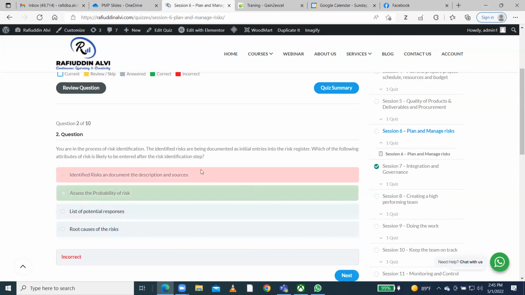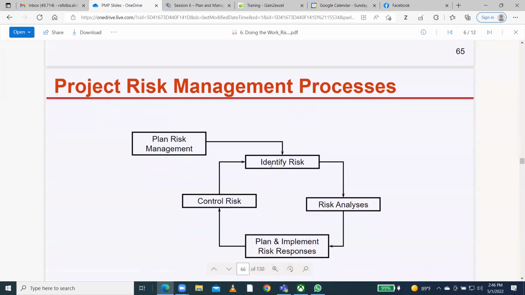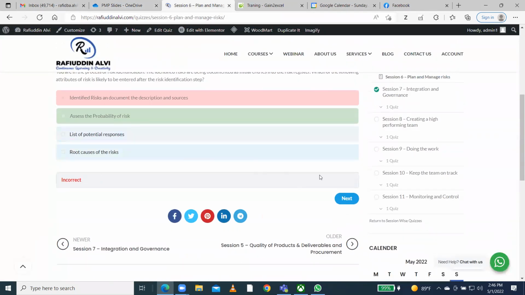See, you have seen that cycle. First, you have identified the risk. Once you identify the risk, you need to accept the risk. Then you need to have some kind of plan for the risk. In this diagram, first you identify the risk, then you analyze. In the analyzing phase, you have risk assessment, like probability and impact. Then you implement, then you control, then you monitor, like that.